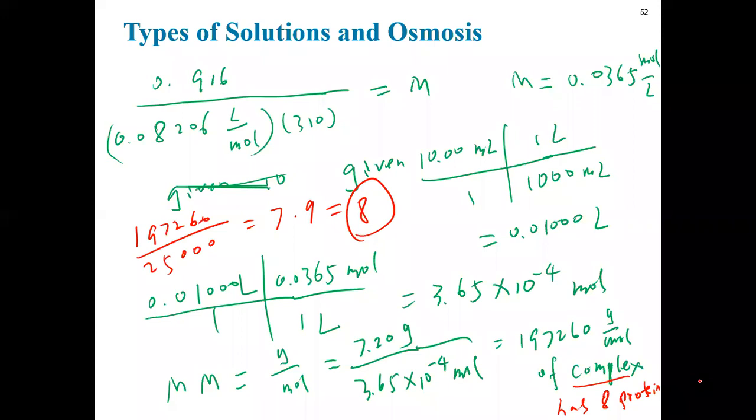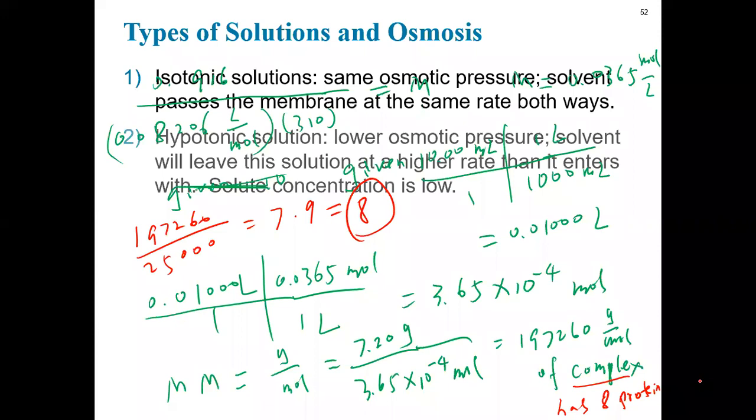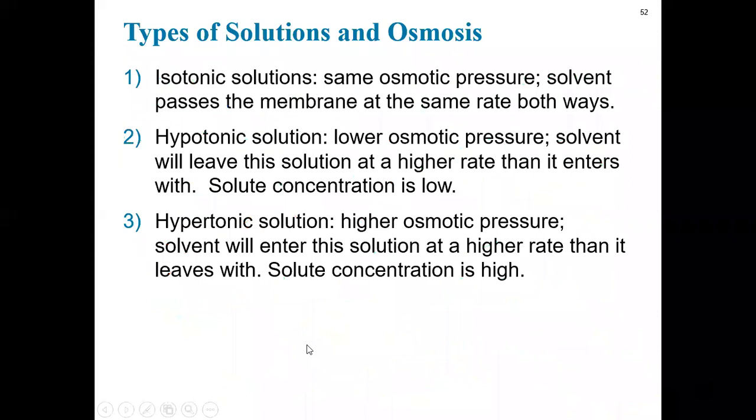And next, you will see this concept, we call it isotonic, which means the same osmotic pressure. Same osmotic pressure means you have the same solute concentration. Hypotonic means lower osmotic pressure, so the solvent will leave the solution at a higher rate than it enters. So the solute concentration is low. Hypertonic solution, high osmotic pressure, so the solvent will enter the solution at a higher rate than it leaves, which means the solute concentration is higher.